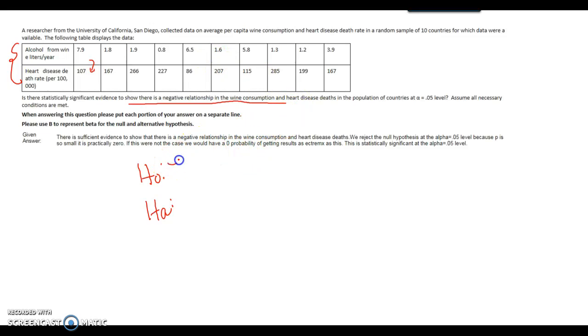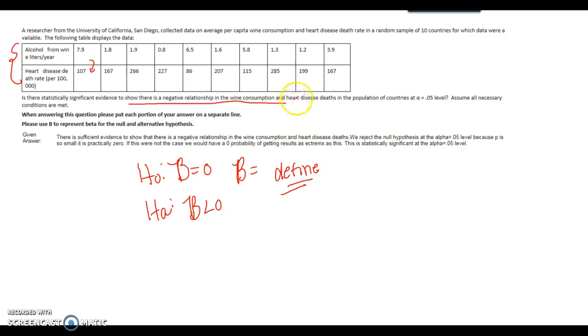When we make our null beta equal to 0, that's going to say there is no relationship between the two. When we say beta less than 0, that's going to basically say that we have a negative slope. And you always want to define what beta is. Beta is the relationship between the amount of alcohol that you drink and heart disease. So make sure you define what that variable is.